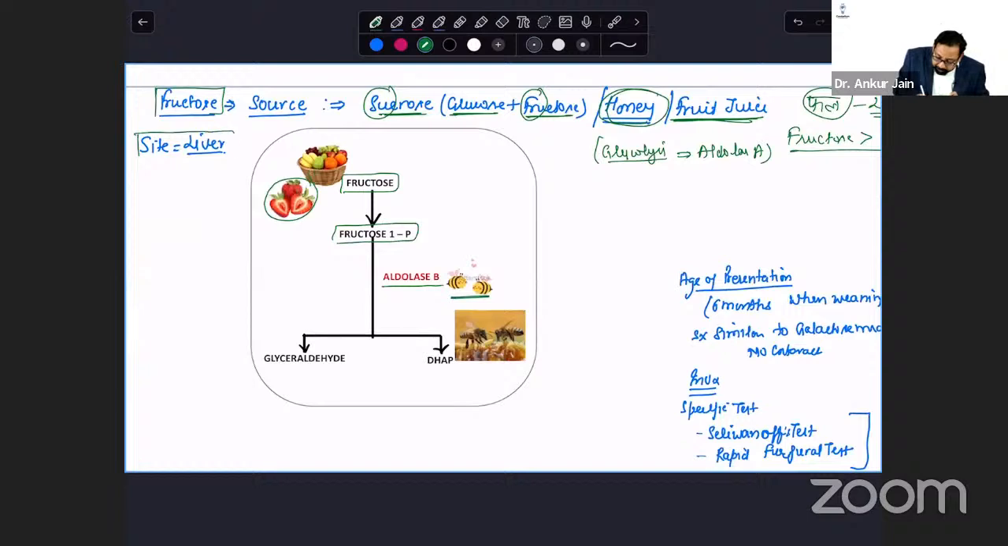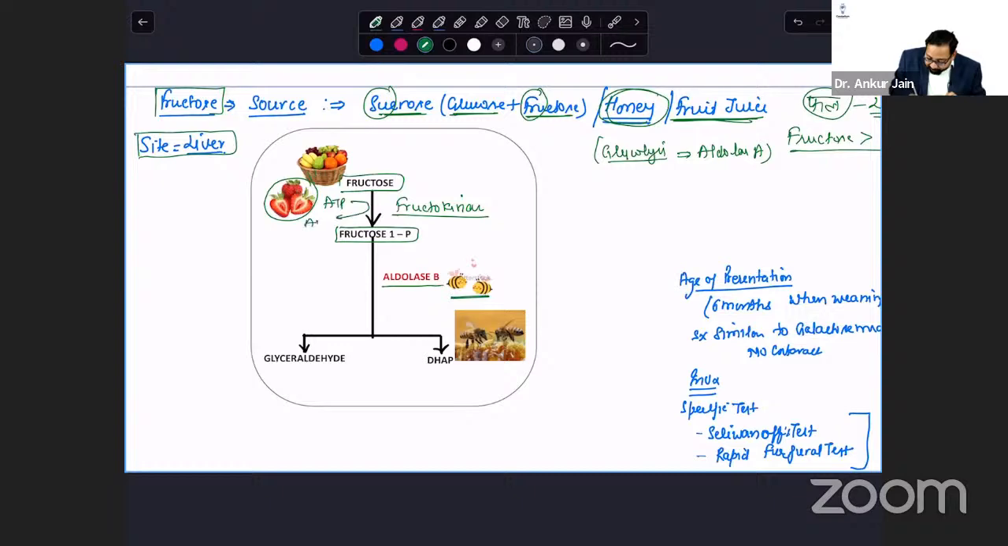The site of fructose metabolism is the liver. Now, fructose is converted to fructose 1 phosphate by fructokinase. You all know all kinases are transferases. All kinases require magnesium as a cofactor. ATP is used or produced. So in this, ATP is used.